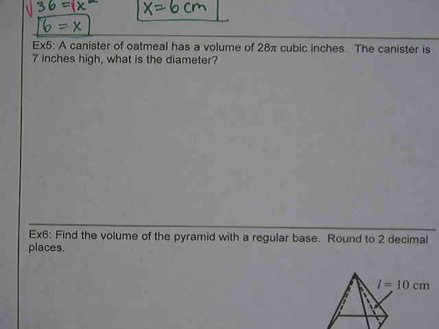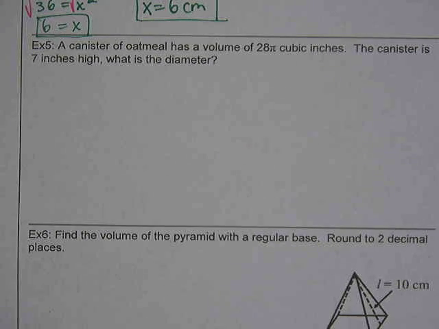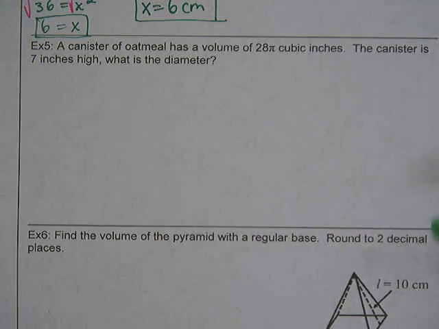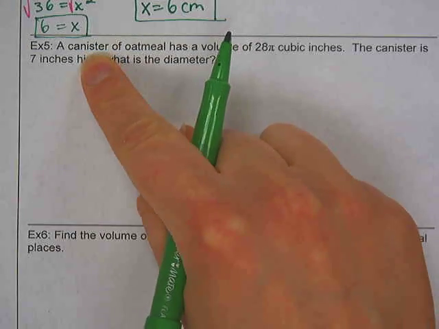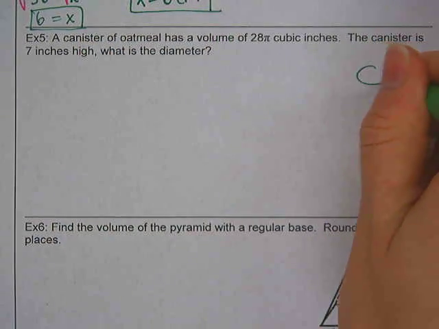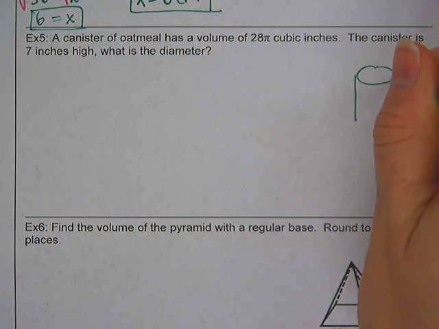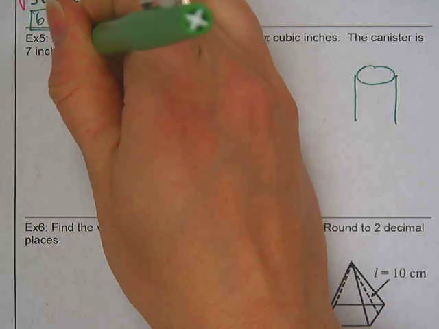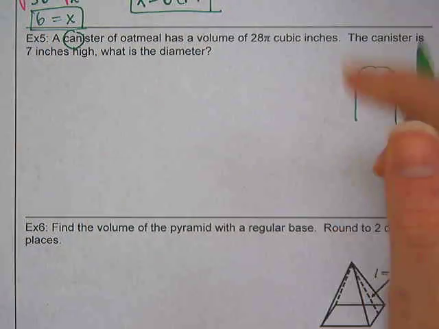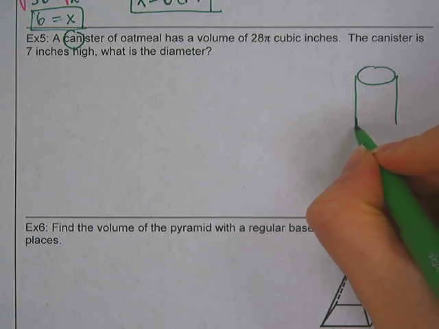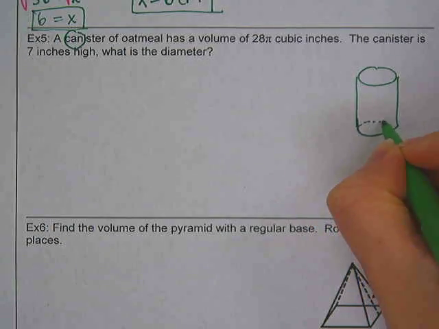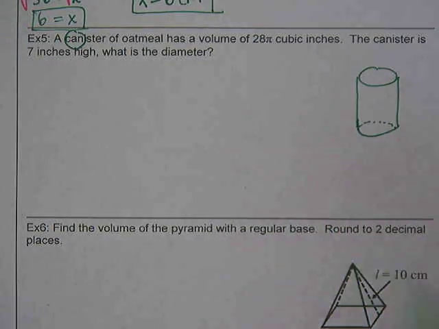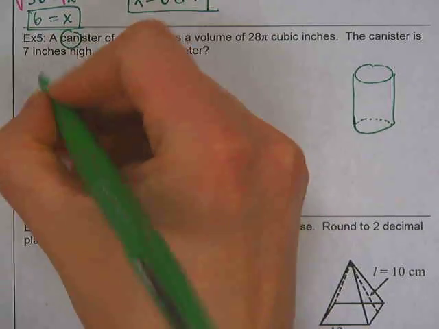Now looking at example 5, we're talking about a canister of oatmeal that has a volume of 28 pi cubic inches. The canister is 7 inches high, and we want to find out what is the diameter. Hopefully you know what a canister of oatmeal looks like, but if you don't, it's going to be shaped like this. And if you think about it, the first 3 letters of canister is can, so it actually kind of looks like a can, although for oatmeal it's actually made out of cardboard, typically.